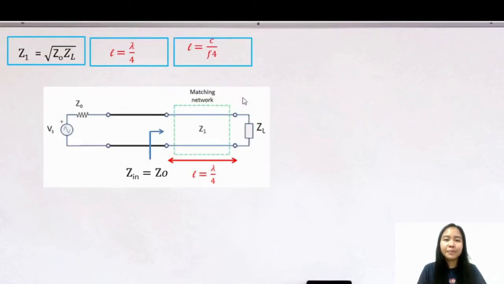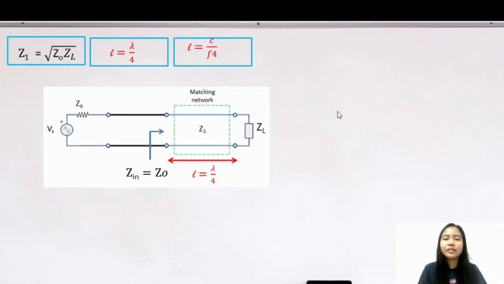So recap, this is the illustration or the design of the matching network of the quarter wave transformer matching, and these are the 3 important formulas to be noted. Z1 is equal to square root of ZO multiplied to ZL, and the length is lambda over 4, and the length of the matching line is equal to C over F multiplied by 4.